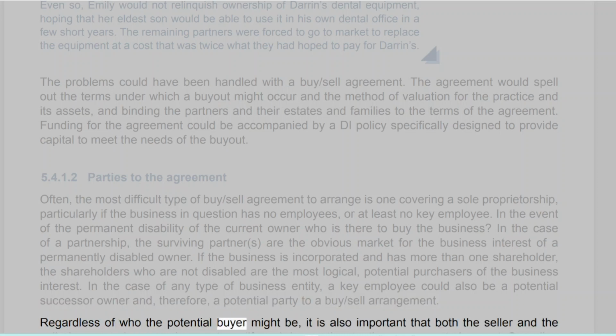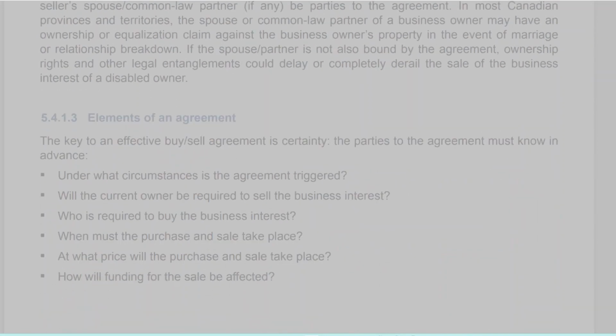Regardless of who the potential buyer might be, it is also important that both the seller and the seller's spouse or common law partner, if any, be parties to the agreement. In most Canadian provinces and territories, the spouse or common law partner of a business owner may have an ownership or equalization claim against the business owner's property in the event of marriage or relationship breakdown. If the spouse or partner is not also bound by the agreement, ownership rights and other legal entanglements could delay or completely derail the sale of the business interest of a disabled owner.